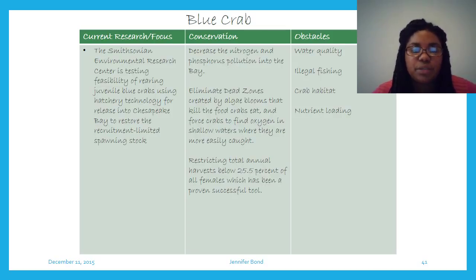Conservation efforts have included the decrease in nitrogen and phosphorus pollution in the bay, eliminating dead zones created by algae blooms that kill the food that crabs eat and force crabs to find oxygen in shallow waters where they are more easily caught, and also restricting the total annual harvest to below 25.5% of all females, which has been a proven successful tool. Research has been conducted by the Smithsonian Environmental Research Center, which is testing the feasibility of rearing juvenile blue crabs using hatchery technology for release into the Chesapeake Bay to restore the recruitment limited spawning stock.